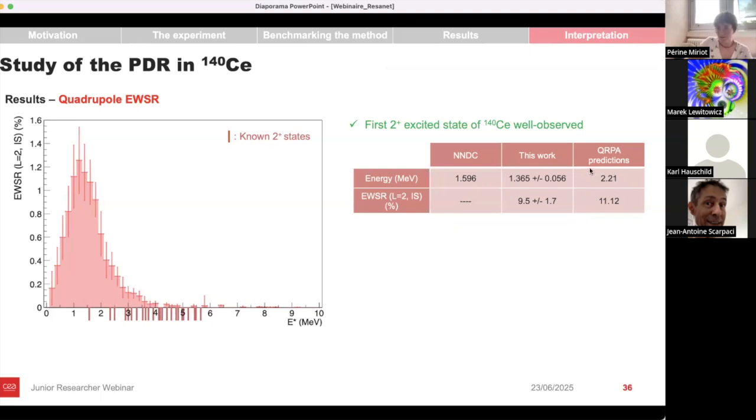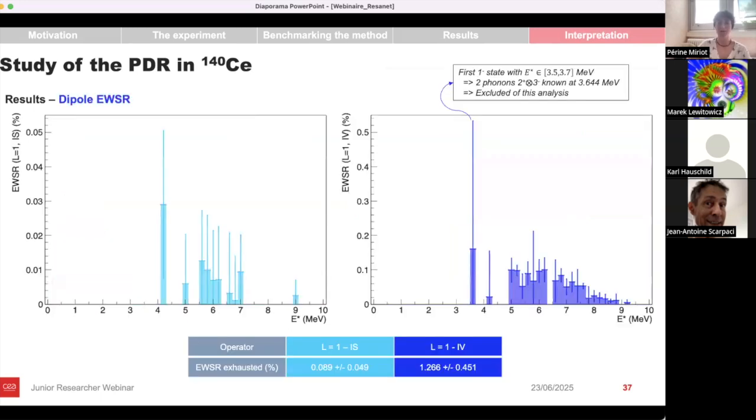So just a comment here, the energy predicted by the QRPA is higher than the one experimentally observed, but this is expected within the framework of those predictions. So now let's move finally to the dipole strengths that were extracted. You have here, just as for the quadrupole contribution, on the left the isoscalar dipole strength, and on the right the isovector dipole strength. The first dipole state which is populated is this one located at around 3.6 MeV. And it indeed corresponds to the first known 1- state of 140Ce at 3.6 MeV.